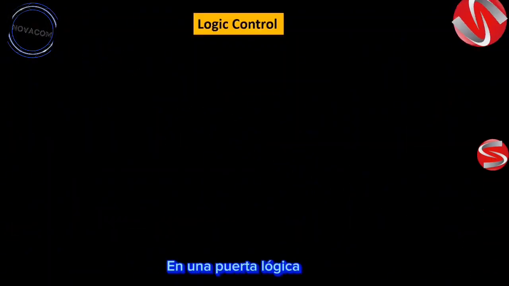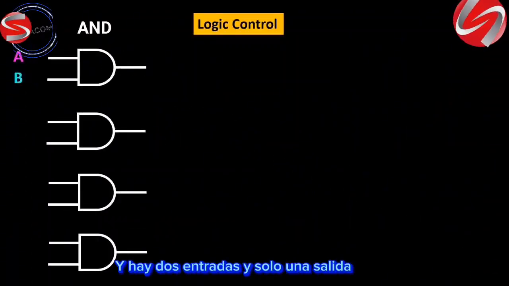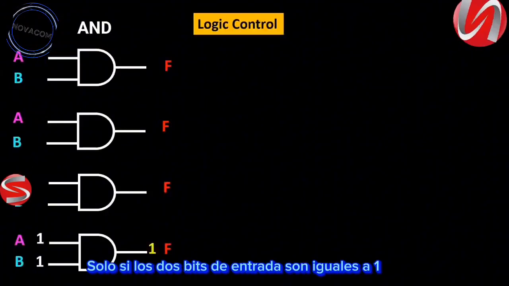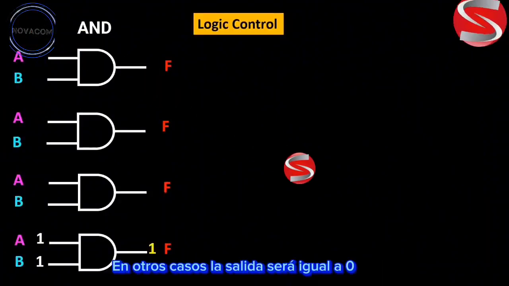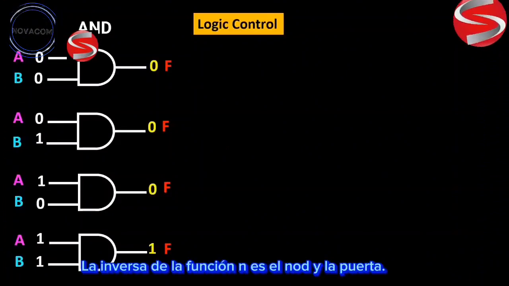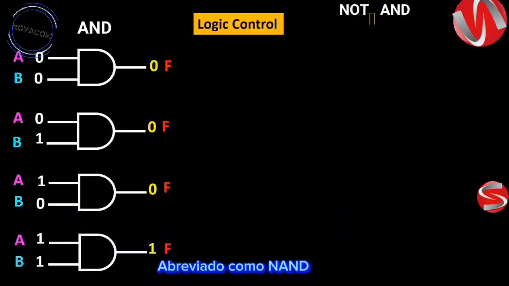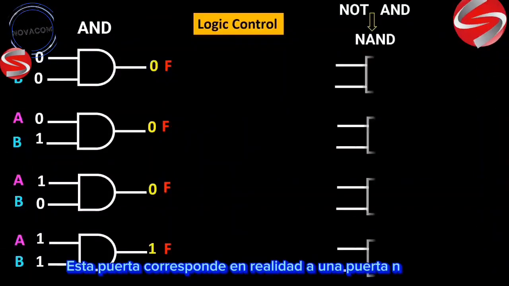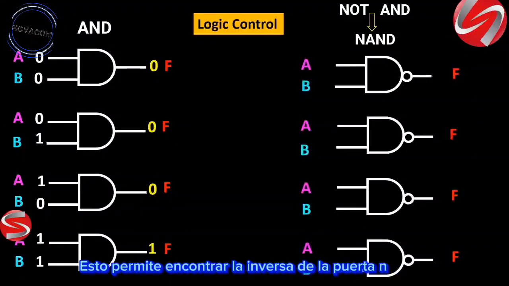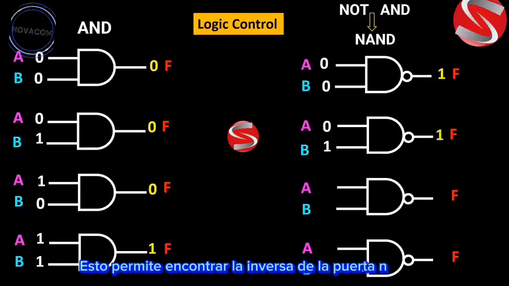In a logic gate AND, there are two inputs and only one output. The output value will be equal to 1 only if the two input bits are equal to 1. In other cases, the output will be equal to 0. The inverse of the AND function is the NOT AND gate, abbreviated to NAND. This gate corresponds in reality to an AND gate followed by a NOT gate. This allows to find the inverse of the AND gate.